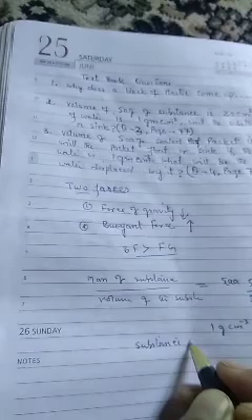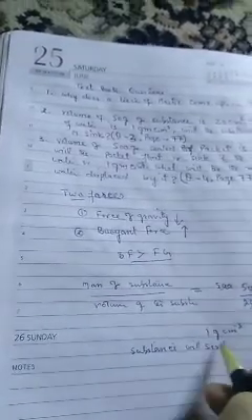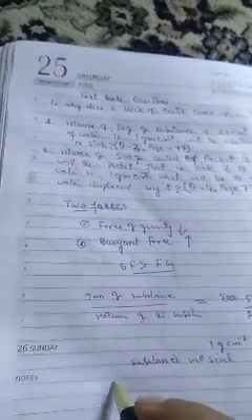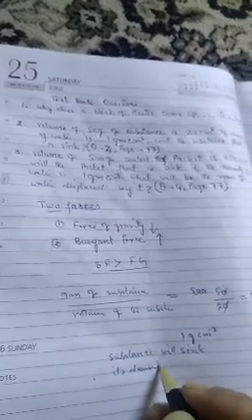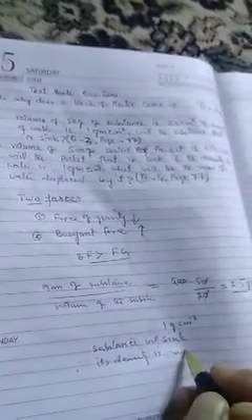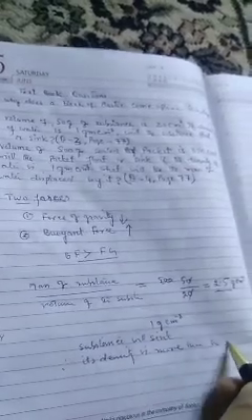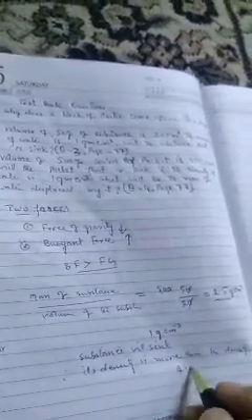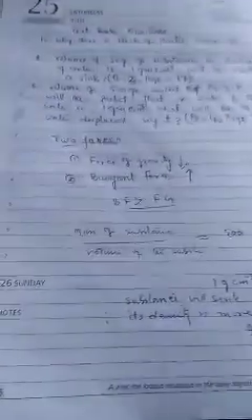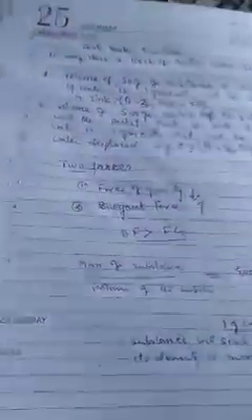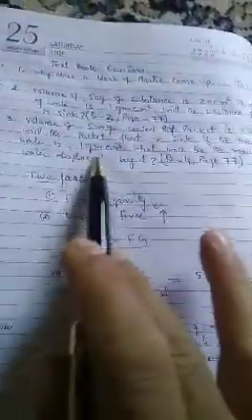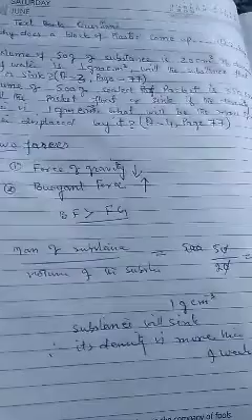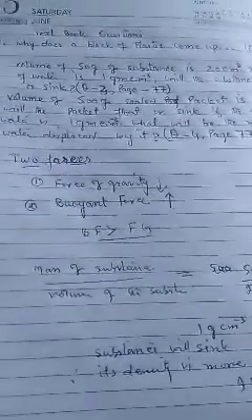Substance will sink. Why? Because its density is more than the density of water. Clear? Now question number 3. Volume of 500 gram sealed packet is 350 cubic centimeter. Will the packet float or sink if the density of water is 1 gram per cubic centimeter? What will be the mass of the water displaced by it also?